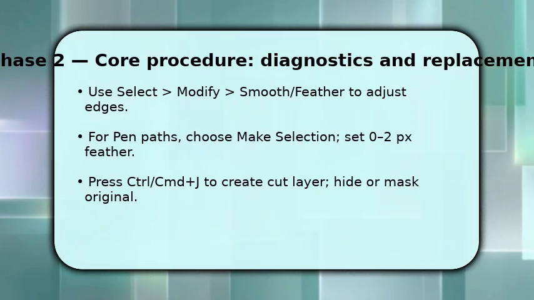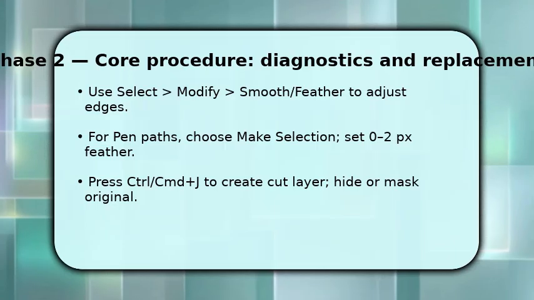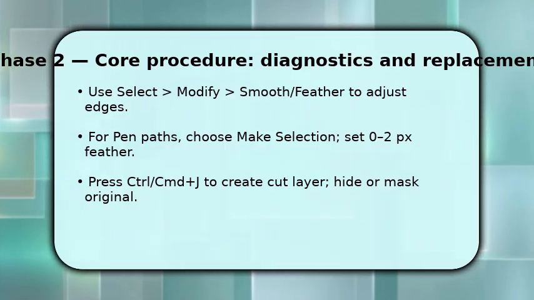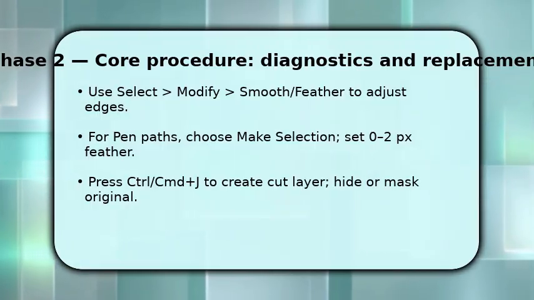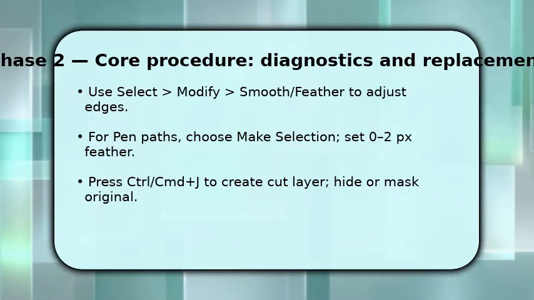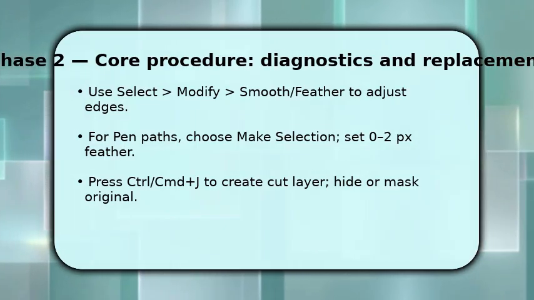Now refine the selection so your cut looks intentional. If you used the pen, convert the path to a selection and set a small feather. If you used lasso tools, try Select, Modify, Smooth to remove jagged edges. Then use Select and Mask for hair or soft transitions. Shift the edge outward or inward as needed.